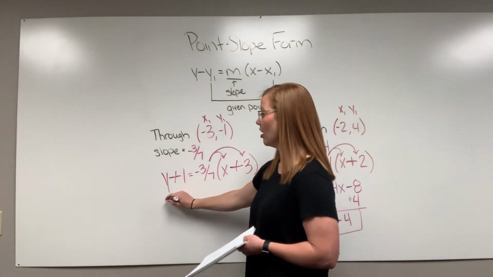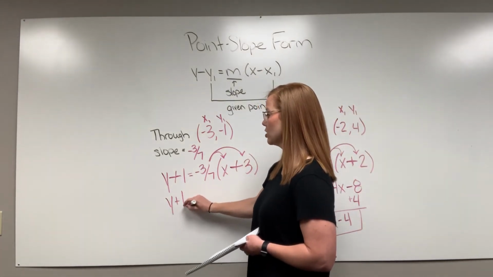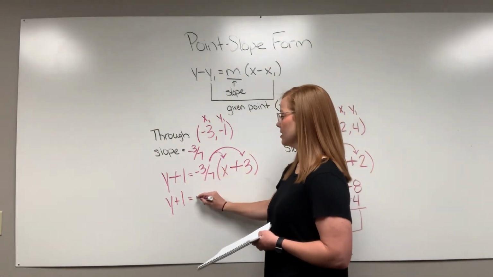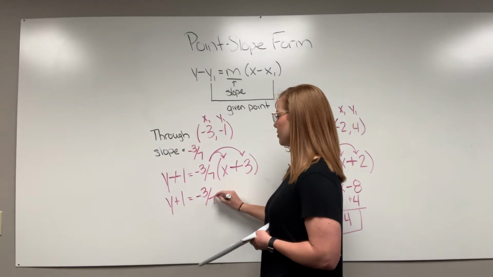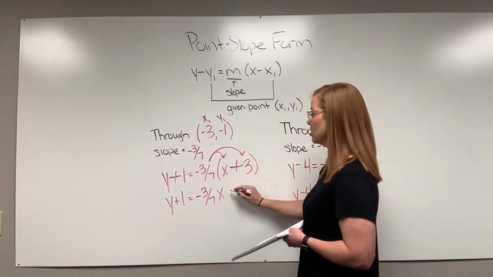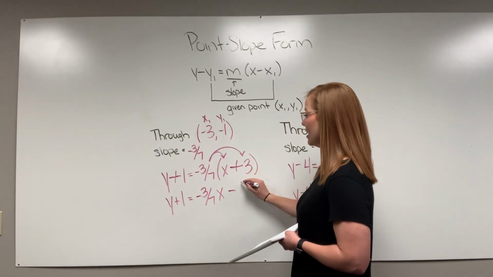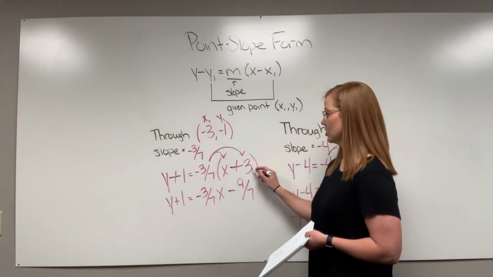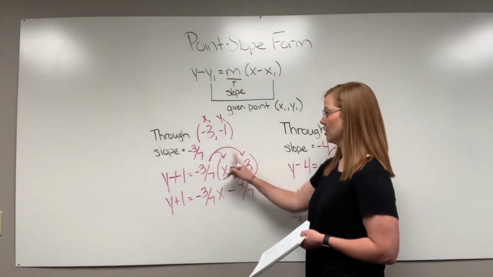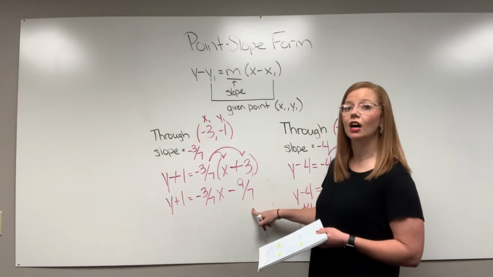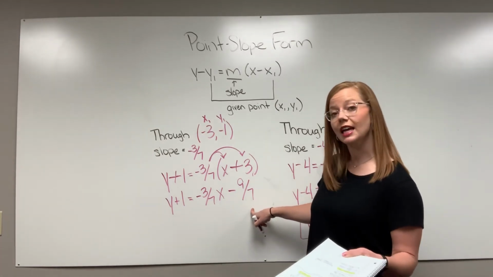Haven't done anything over on this left side, so we can just copy it down. -3/7 times x is -3/7x. -3/7 times 3 gives me a -9/7. Because you can make that into a fraction, top times top, bottom times bottom. That's how I got to here. Once again, if you're not comfortable with fractions, feel free to use a calculator right here.